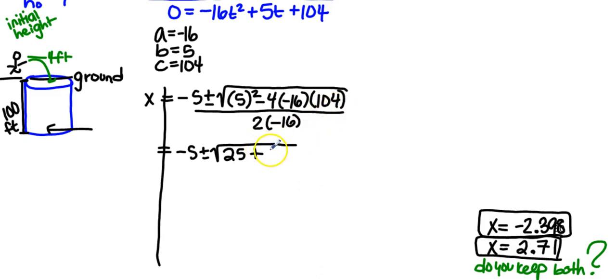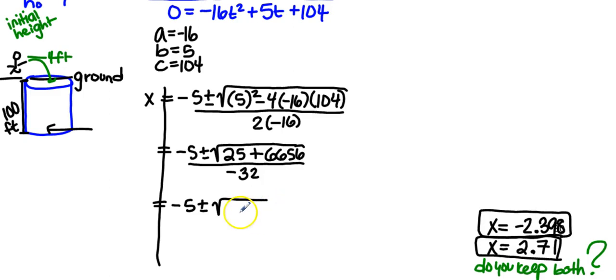And you should be getting 6,656, all divided by negative 32. Notice I'm very clear that this division bar goes all the way across because all of that is being divided by negative 32. Negative 32 came from 2 times negative 16. Next step. Notice I'm keeping fraction, fraction, fraction. Very clear. So negative 5 plus or minus square root.